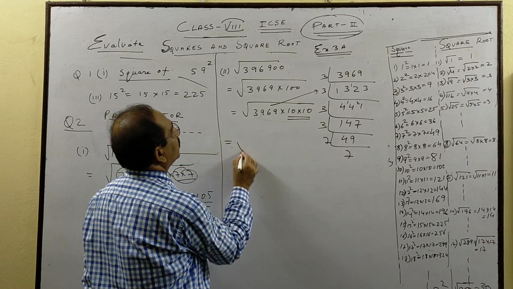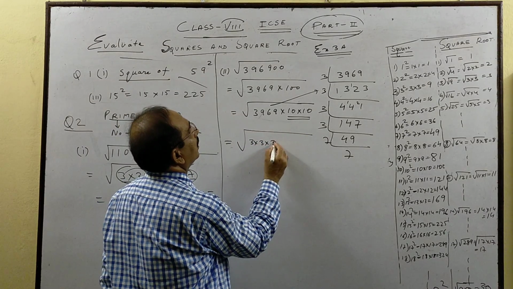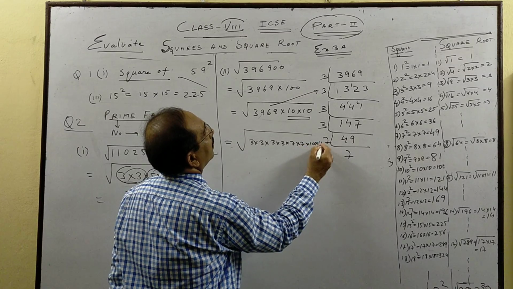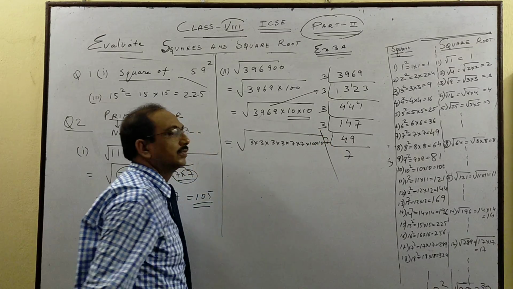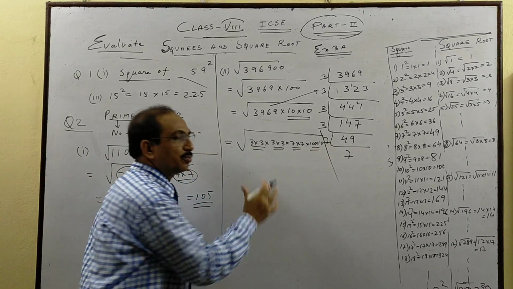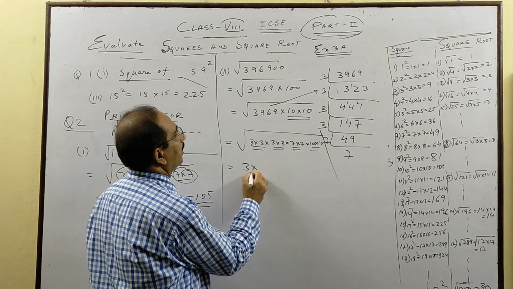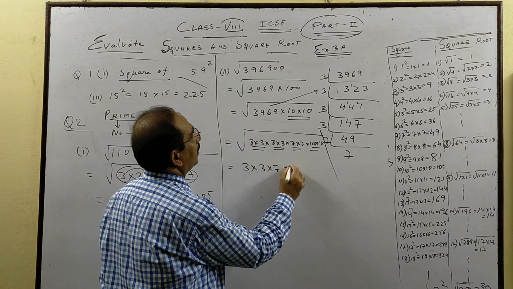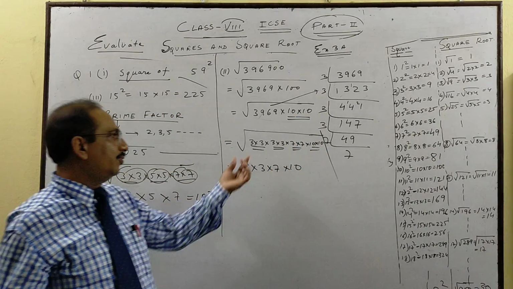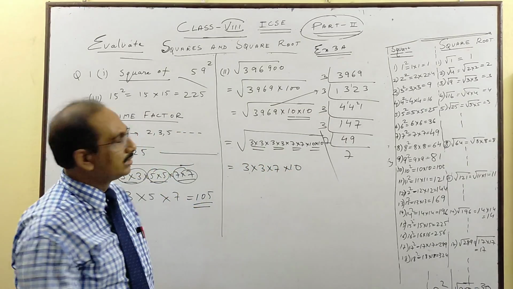So finally, children, we have 3 into 3 into 3 into 3 into 7 into 7 into 10 into 10. So now we take out 1 from each pair. This is what is prime factorization method. 3 into 3 into 7 into 10. Out of 2, 10, 1 will come out. Out of 2, 3, 1, 3. Out of 2, 3, another 3. Out of 2, 7, 1, 7.